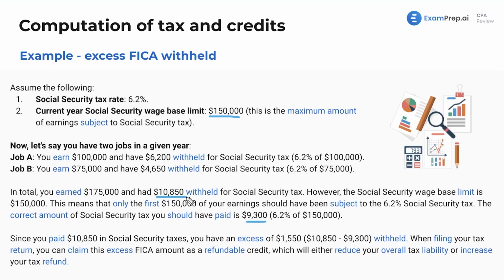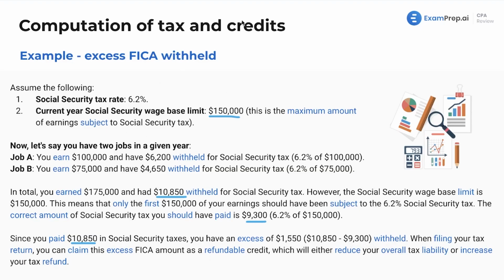However, you had $10,850 withheld in total. So you see, the difference there is going to be the money you get back. The correct amount should have been the $9,300 because you made more than that. Now, since you paid more than that in Social Security taxes, you have an excess of $1,550 withheld.